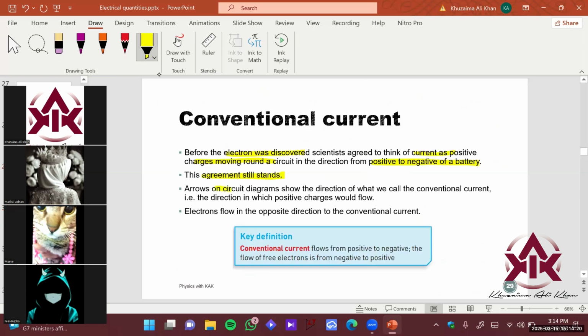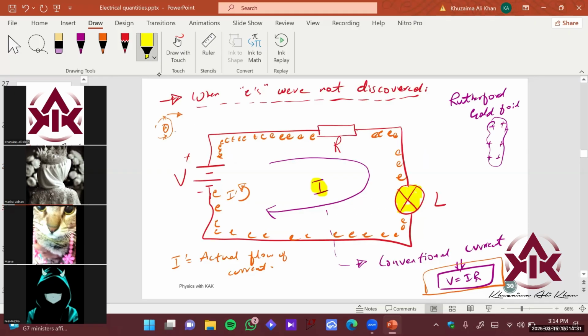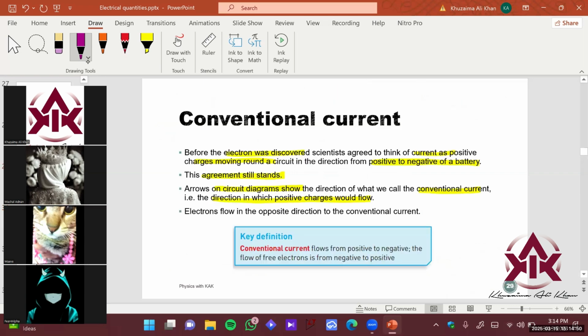The arrow on a circuit diagram shows the direction of what we call conventional current. That is the direction in which positive charges would flow. So in this conventional current, the purple one, they were assuming positive charges were flowing, that is protons. But chemistry wise, in terms of electron structure, that is not possible, right? So this is the difference between the two flows considered in electricity.